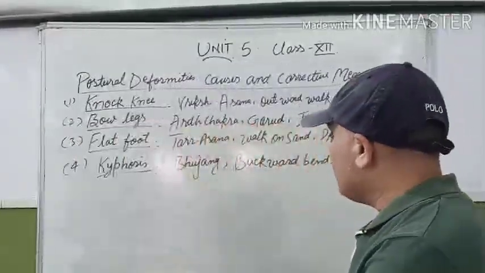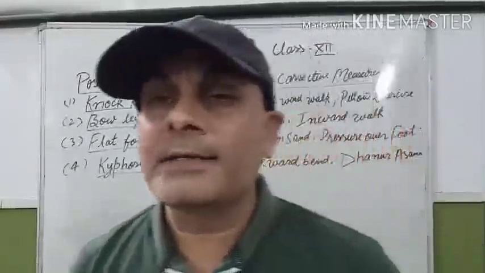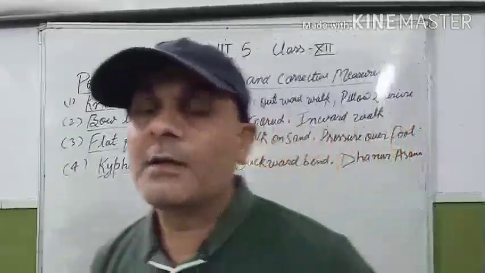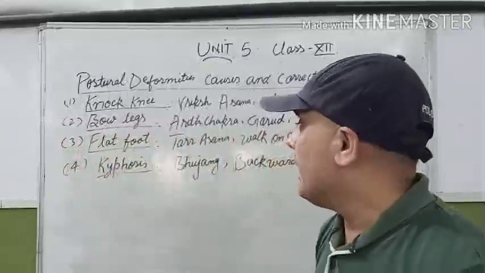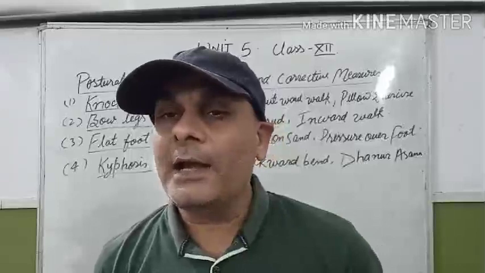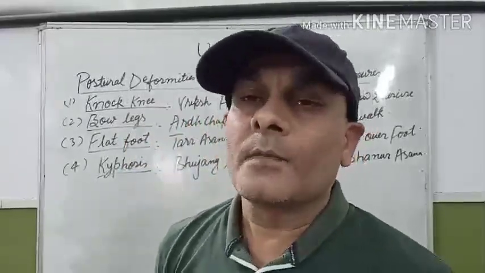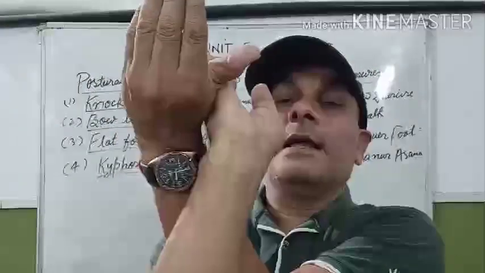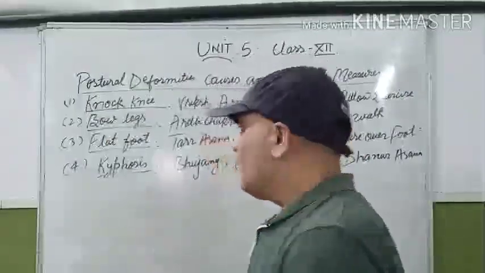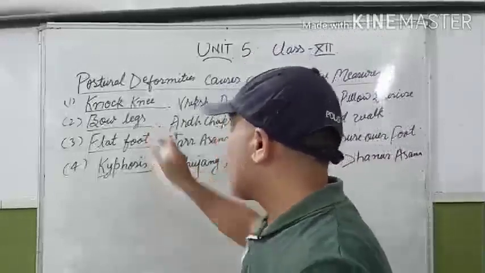Now come to the second corrective measure, that is called Garudasana, G-A-R-U-D, Garud. Garudasana is also very good and beneficial for bow legs. In this asana, you have to balance on one leg and twist the other leg around your balancing leg, and also twist your hands in front of your face, in front of your body, like this. If you do this regularly, then definitely it will improve your bow leg deformity.